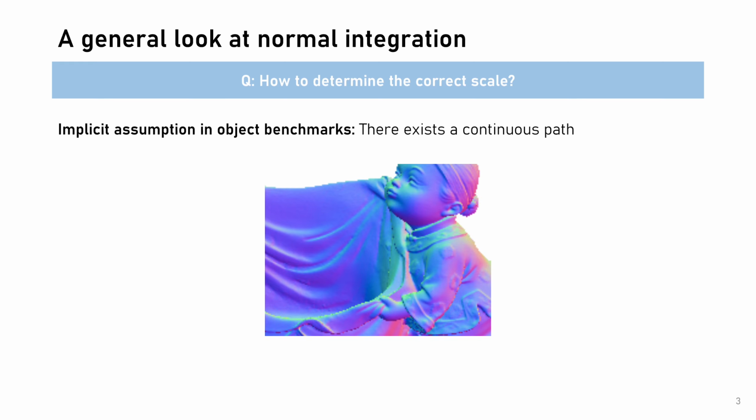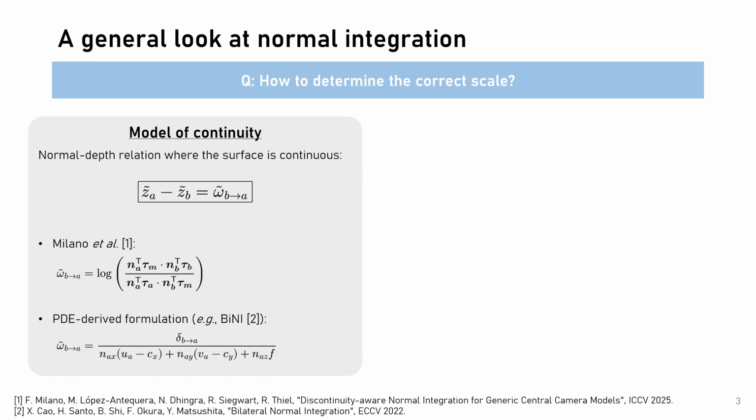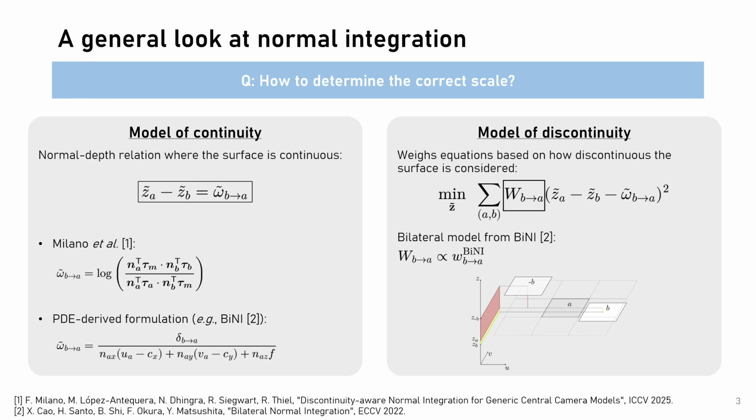in object-level benchmarks, the typical assumption is that for any two neighboring points separated by a discontinuity, there exists a path connecting them along a continuous surface. Normal integration methods then typically exploit this implicitly by defining for each pair of neighboring pixels A and B a model of continuity, which describes the relation between normals and depth where the surface is continuous, as well as a model of discontinuity, which weighs equations based on how discontinuous the surface is considered.